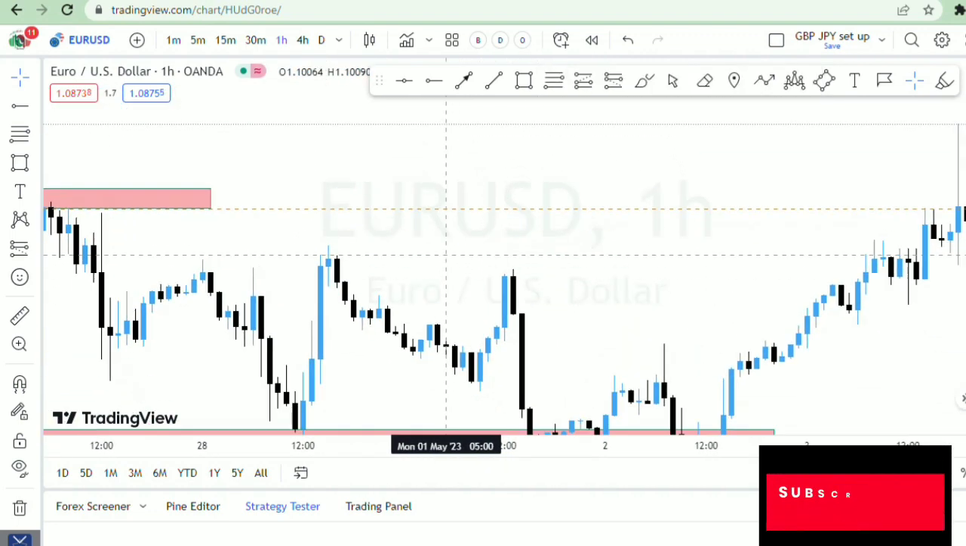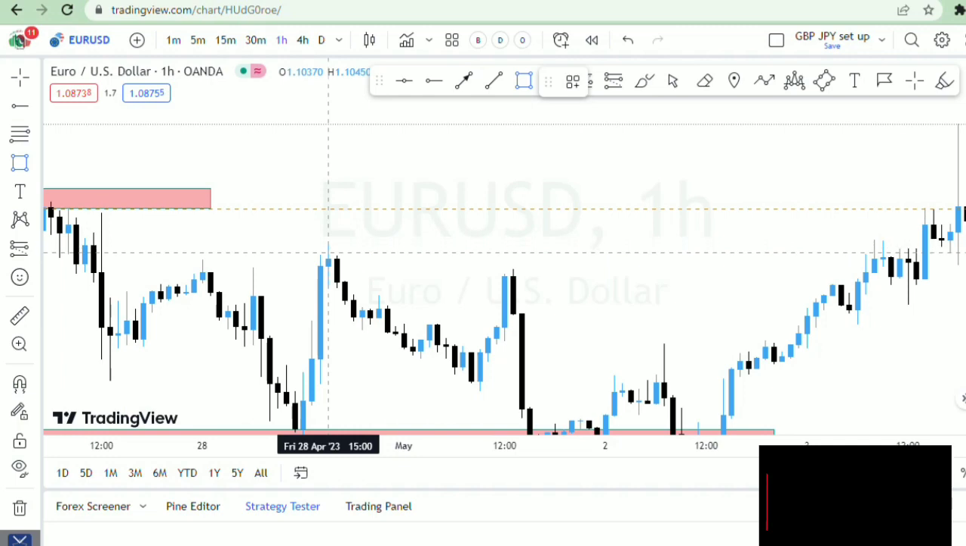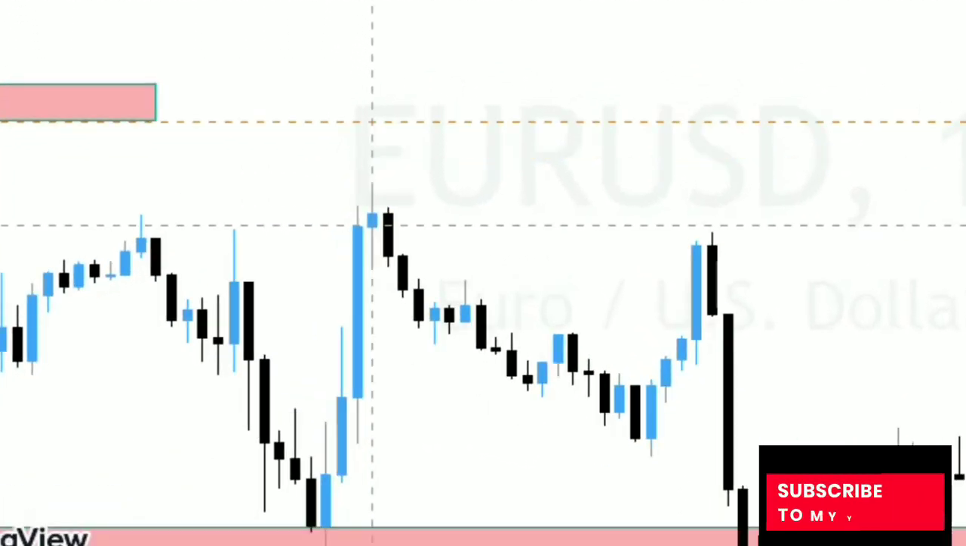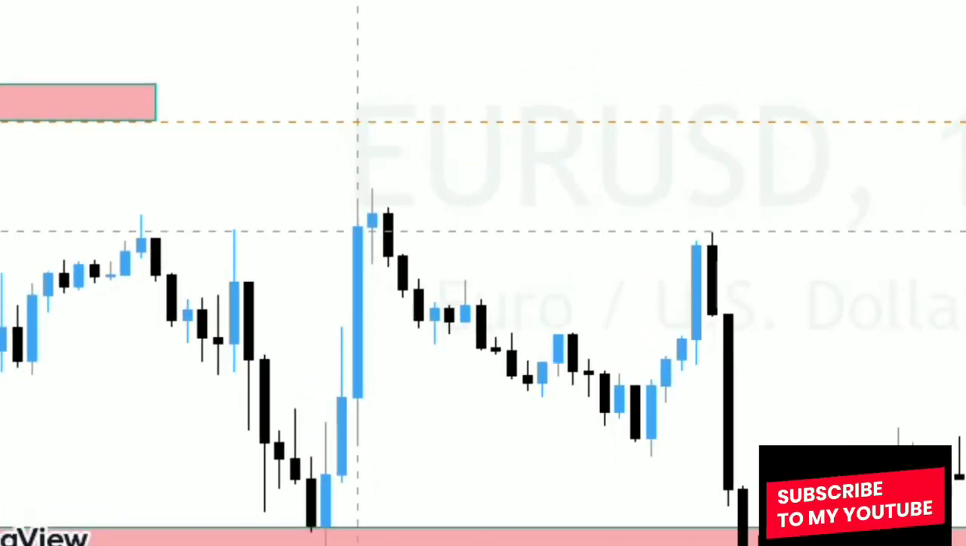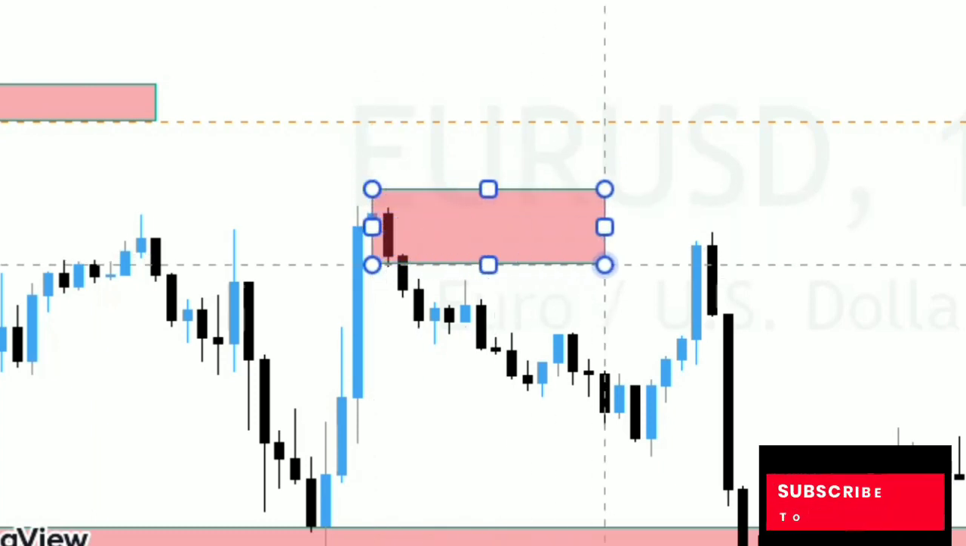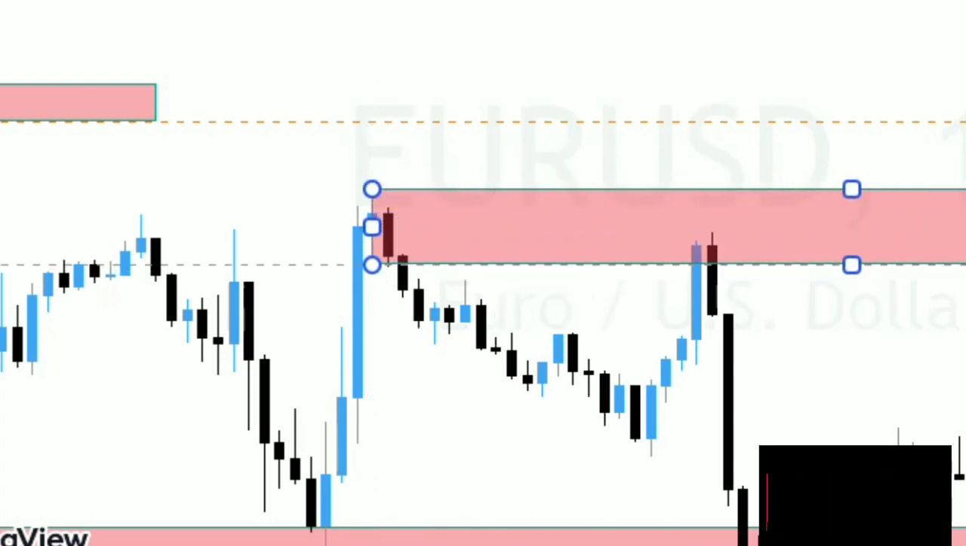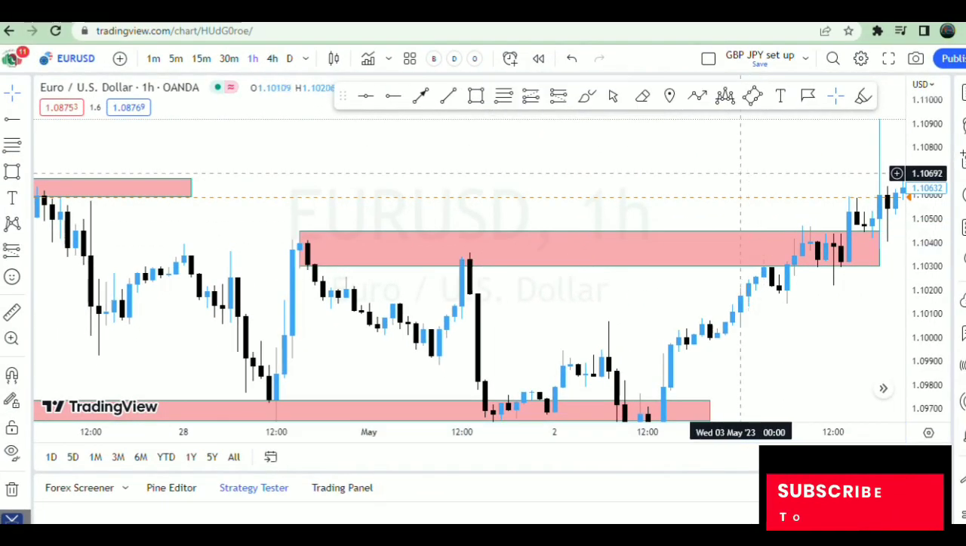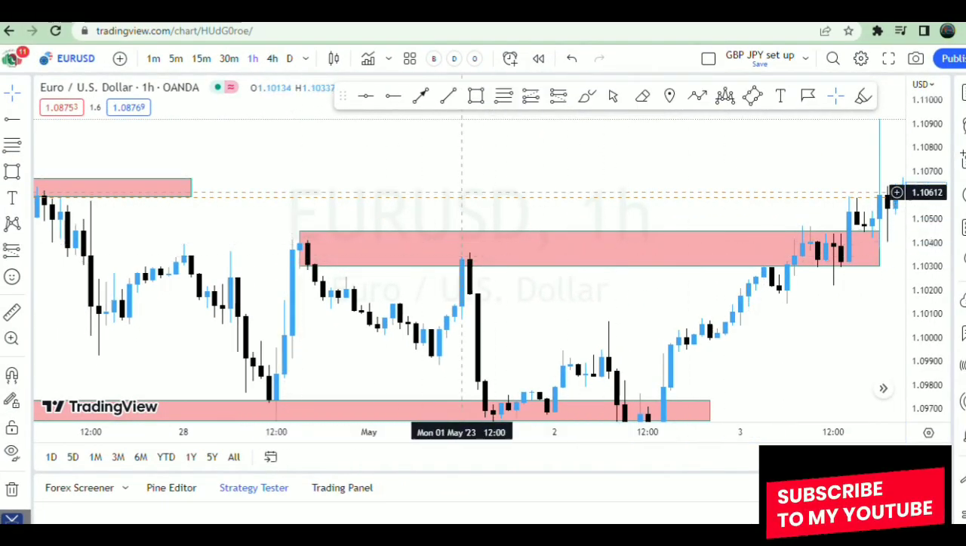Let's take another example. Here we have another example. So what we're going to do is you cover from the top to the wick. Since it's not that long, you drag it straight to the future.